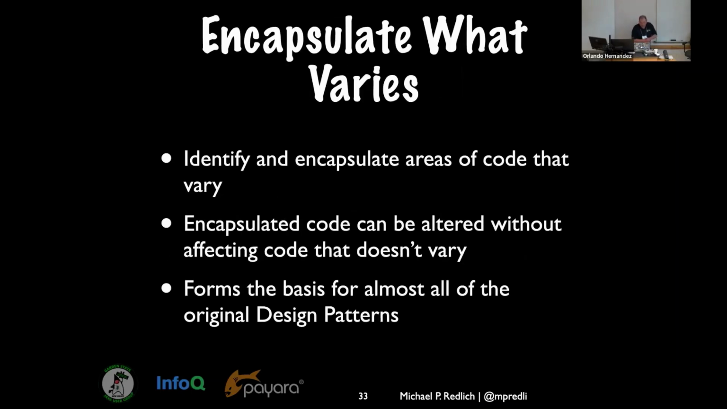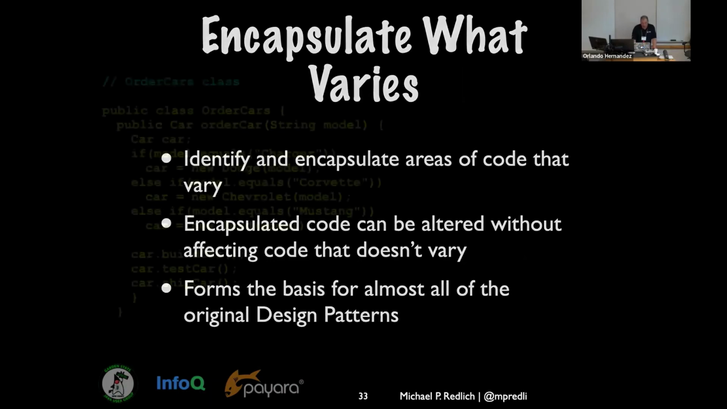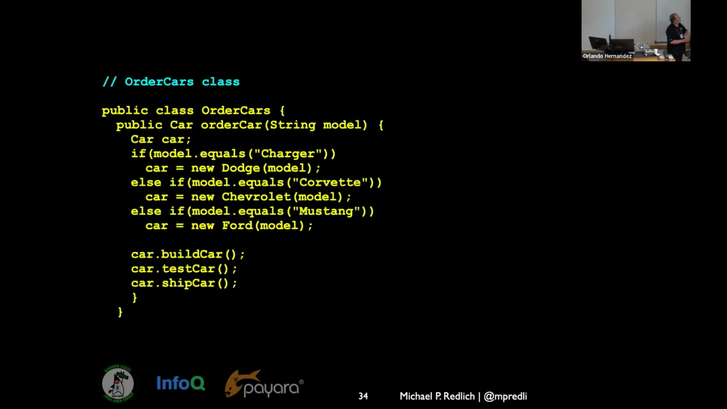All right, so encapsulate what varies. You want to identify and encapsulate areas of code that vary. So let's go through this example here. We have an order cars class, okay? And then our method called order car returns a type car. So it's not in here, but there is a car class. Then with composition, we have it embedded in there, the car with variable name car, lowercase.